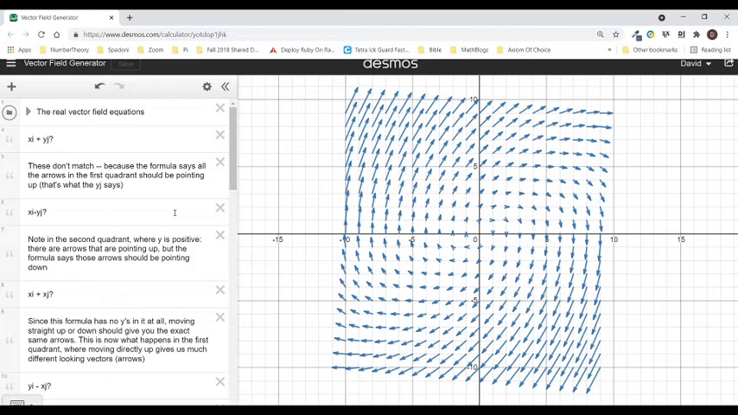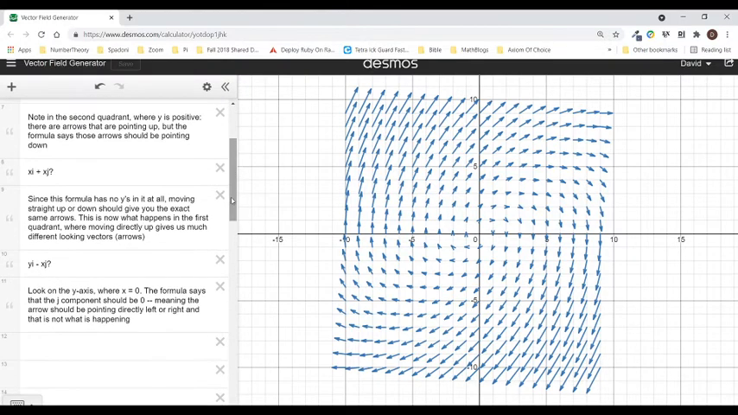If I look in the second quadrant where the y values are positive, this formula should be telling me that all the arrows should be pointing down, because this formula says in the second quadrant, when y is positive, there should be a negative j component. So all the arrows in the second quadrant should be pointing down. That's not what's happening here.